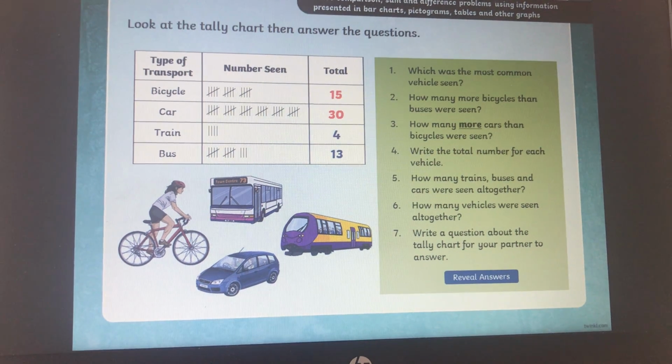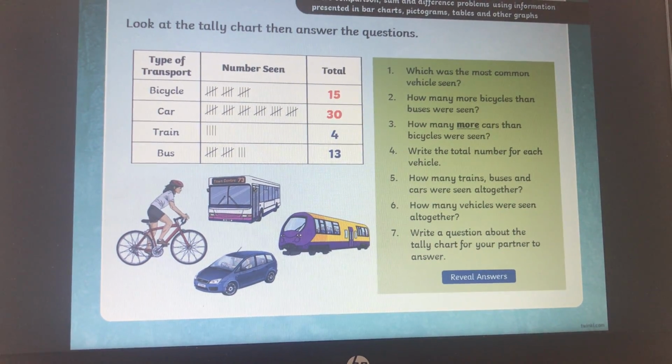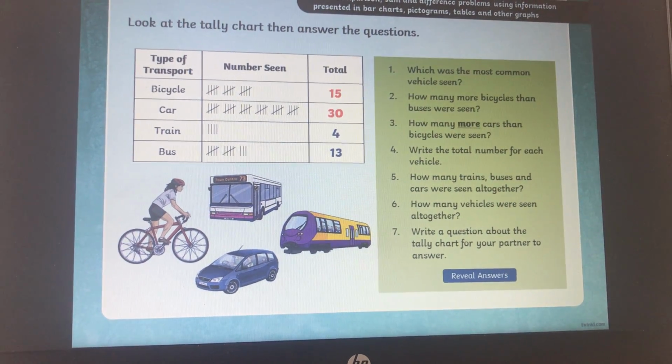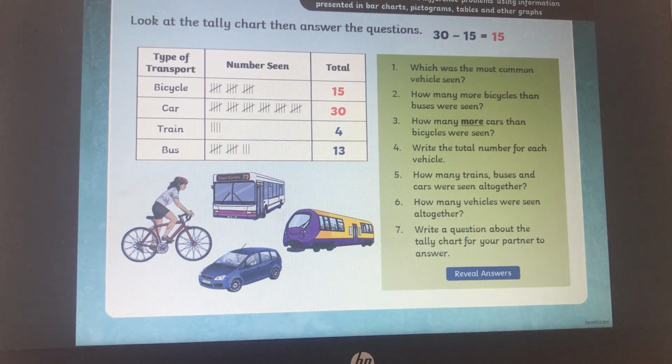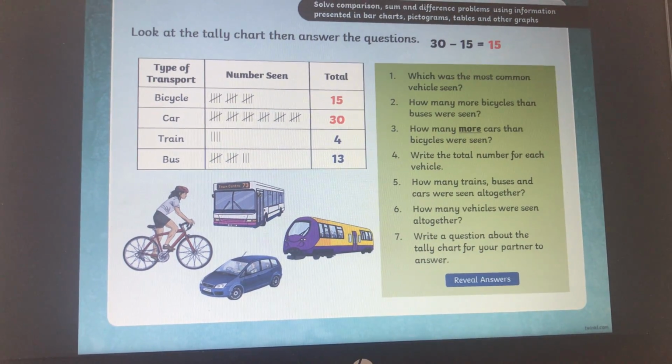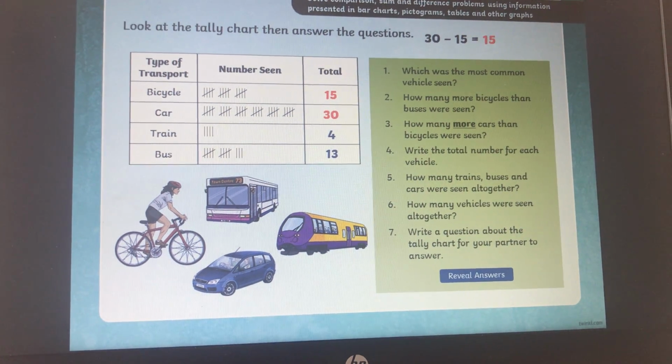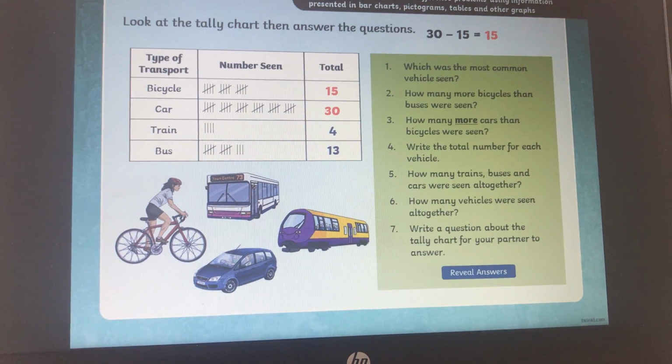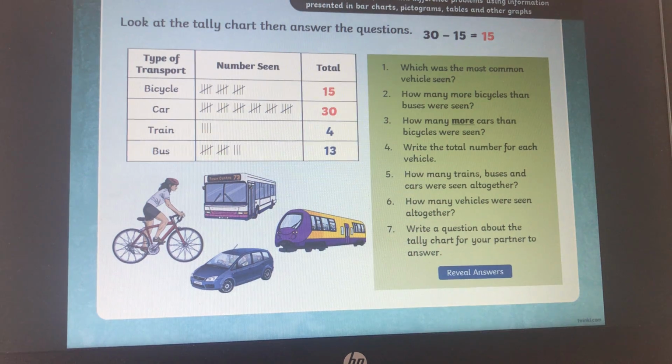How many more cars than bicycles were seen? So I'm looking at the tally of bicycle and cars. 30 take 15 is 15. 15 more cars than bicycles were seen.